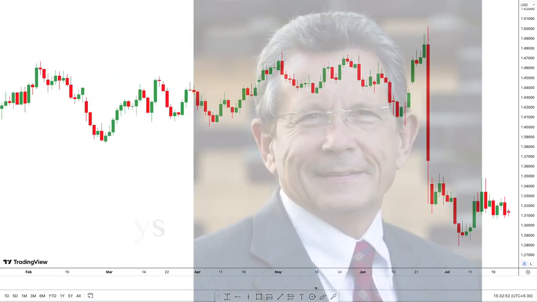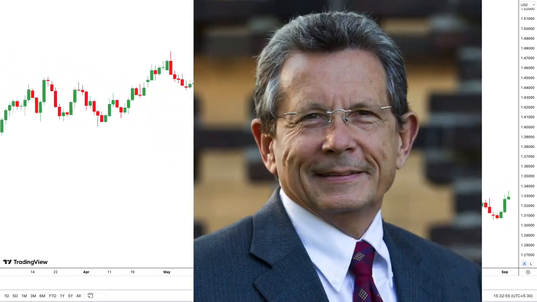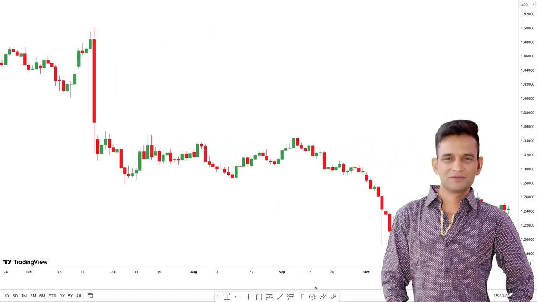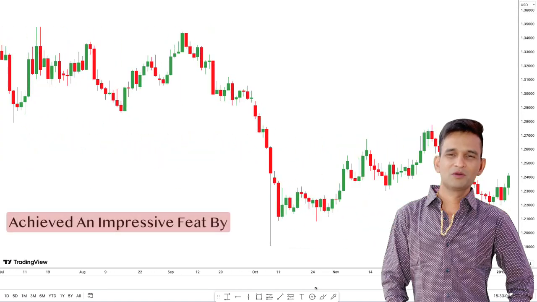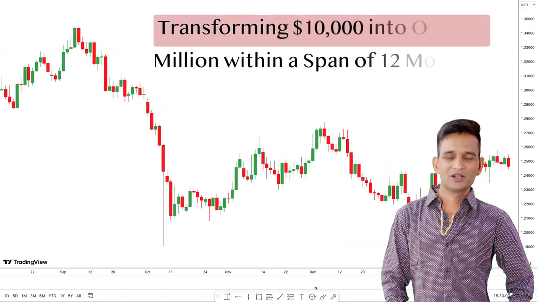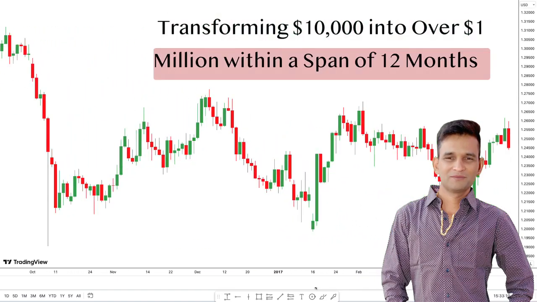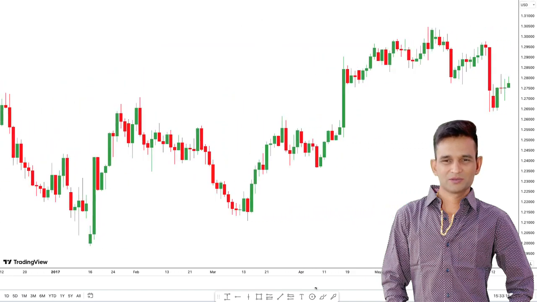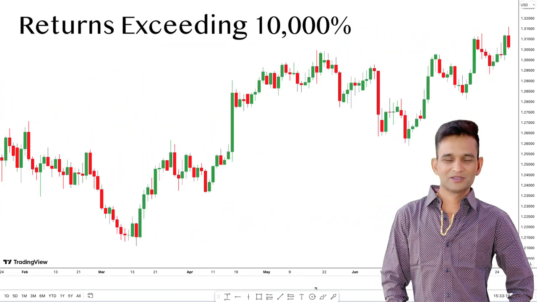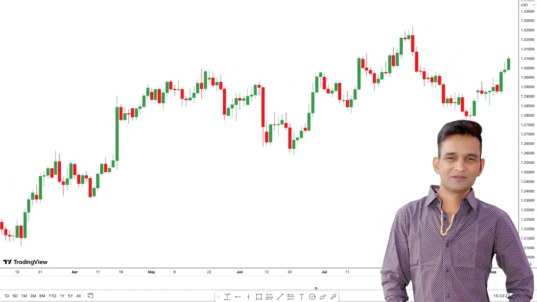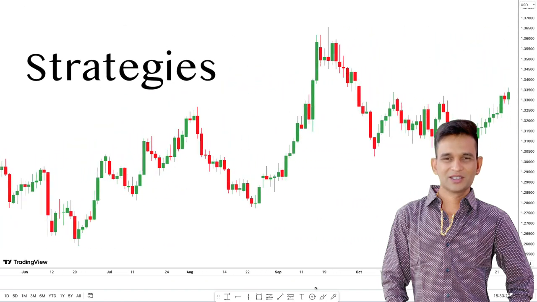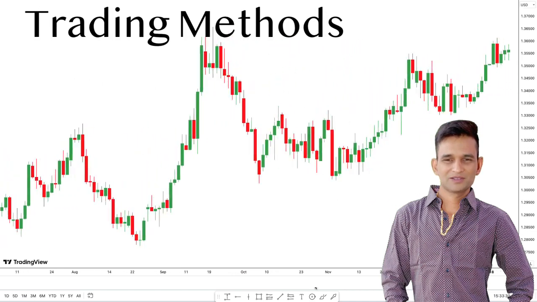Hey guys, Larry Williams, a trader that has a multi-million-dollar net worth. However, what is interesting about Williams, a renowned trader, is that he achieved an impressive feat by transforming $10,000 into over $1 million within a span of 12 months. This extraordinary accomplishment equates to remarkable returns exceeding 10,000%. In this video, we will delve into the specific indicators, strategies, and trading methods employed by Larry Williams.